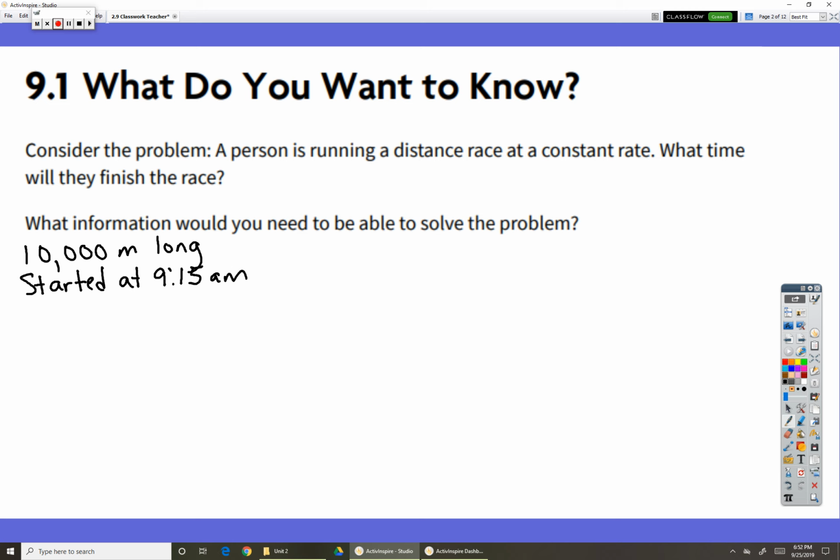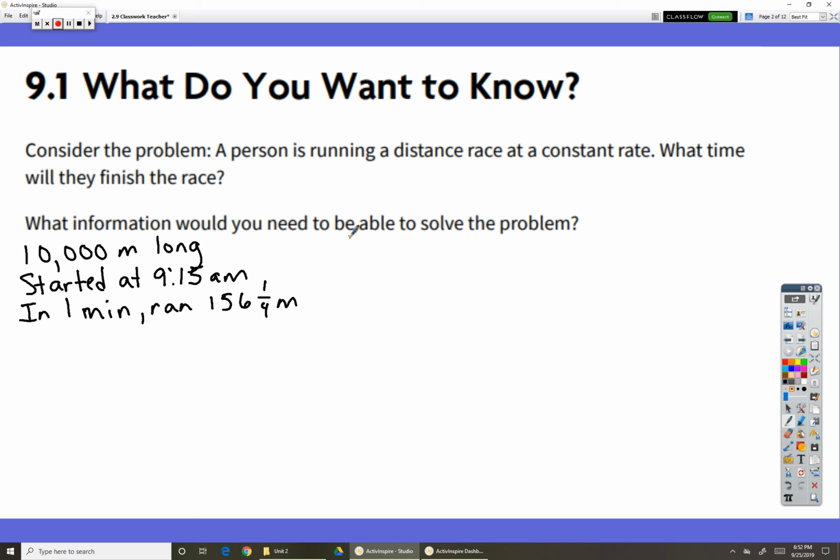So I'm going to give you some information about that. I'm going to give it to you a bunch of different ways, and you can decide what you might use. In 1 minute, the person ran 156 and 1/4 meters.